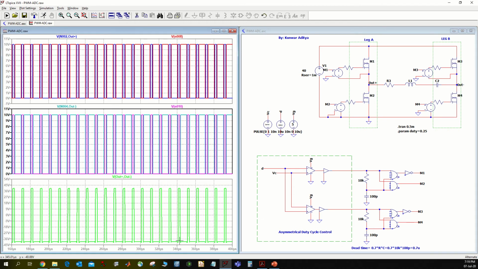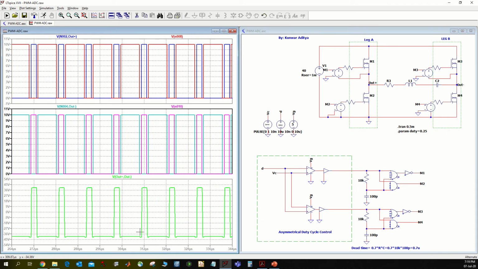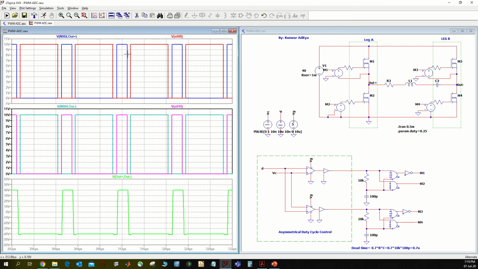If you see my plot window, this last plot is showing the typical output waveform obtained using this type of control strategy. And to generate this type of wave shape, I'm showing you the gating signal of my four switches. The top plot is showing the gating signal for switch M1 and M2, that is the switches in leg A of my inverter. In the second plot I'm showing the gating signal for switch M3 and M4, that is switches in leg B of my inverter. And you can notice both legs are switching at the ratio of 75 to 25%.